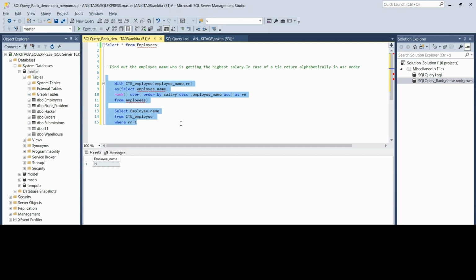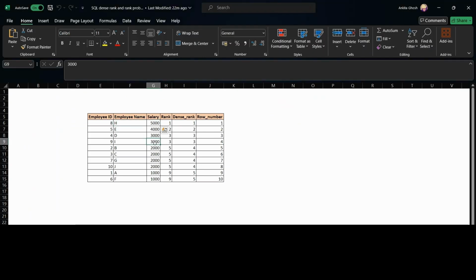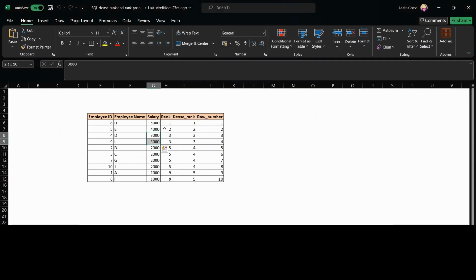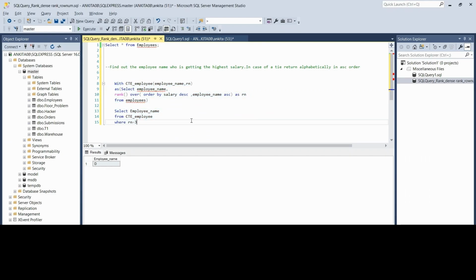All right, so this is clear. I hope this is clear. And let's say if we had multiple employees with the same rank, then we would have been getting their employee names in ascending order. Let us quickly try that out. So we know there are repeating employees with the same salary. Let's take the third highest salary, right? So let's give rank equals 3 and let's run it. We're getting employee name as D, right? Okay.